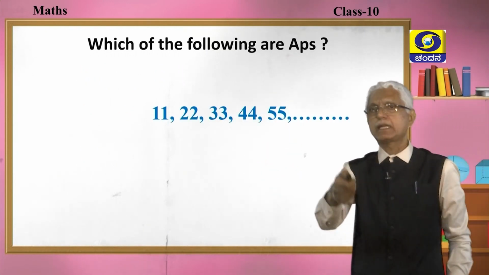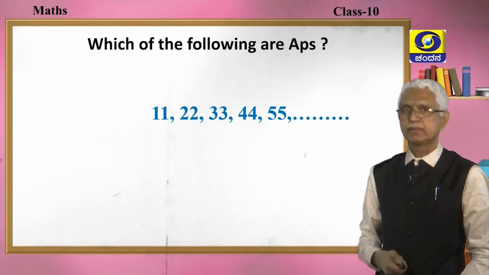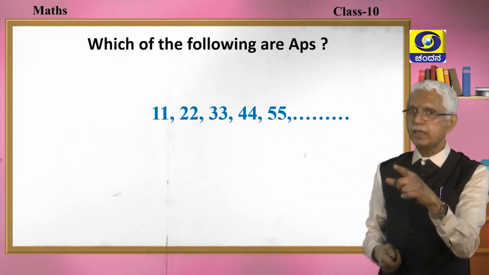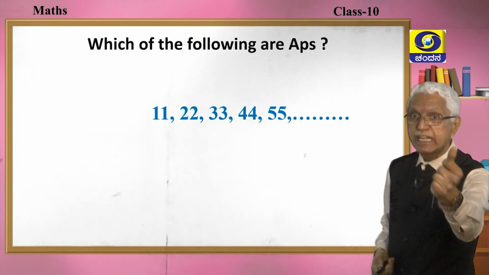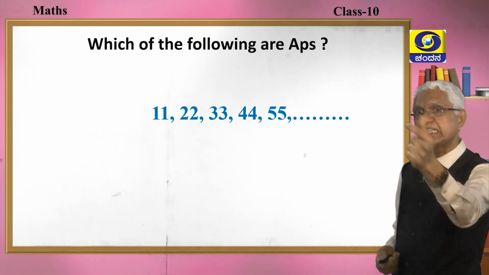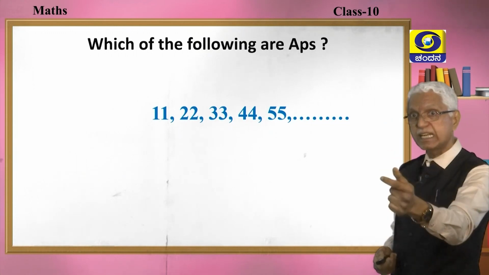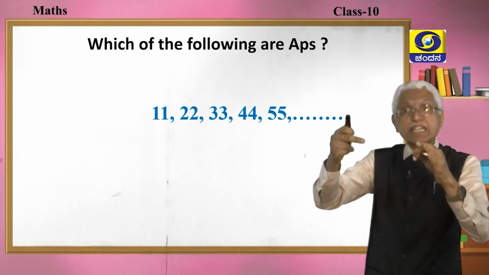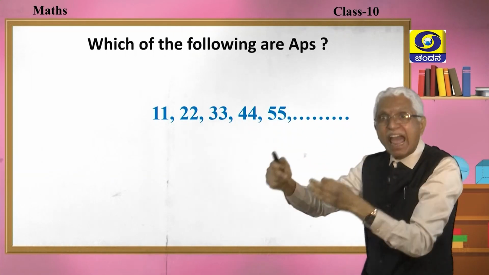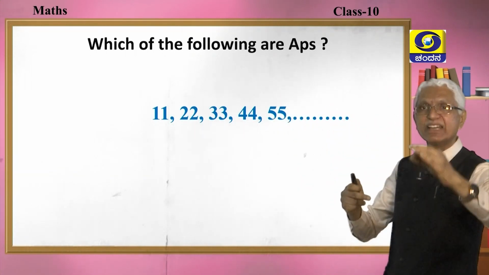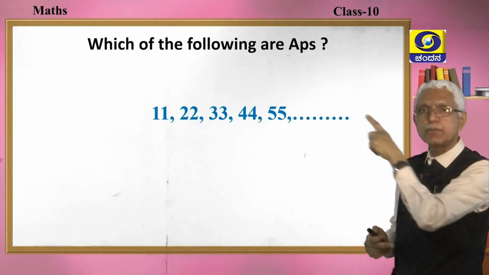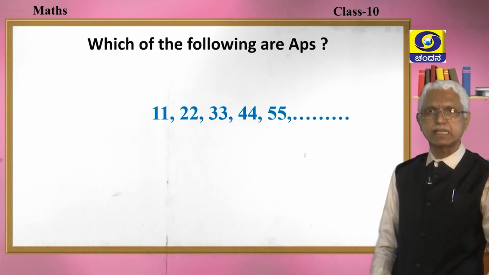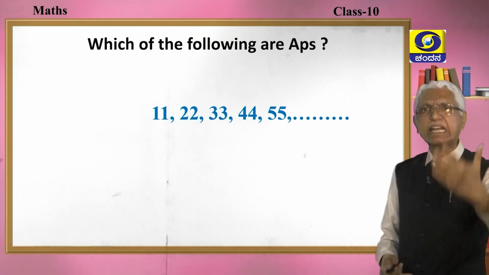11, 22, 33, 44, 55. Correct? Is it an AP? Just check. Yes. 11 plus 11, 22. 22 plus 11, 33. 33 plus 11, 44. Plus 11, 55. So, what is it that you have gone adding? 11, 11, 11. So, what is the common difference? 11. Do you see the common difference? Yes, obviously I see the common difference 11. So, shall we declare it is an AP?